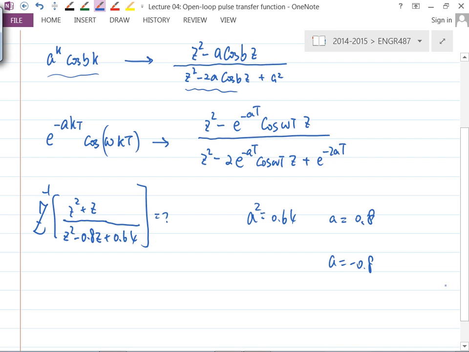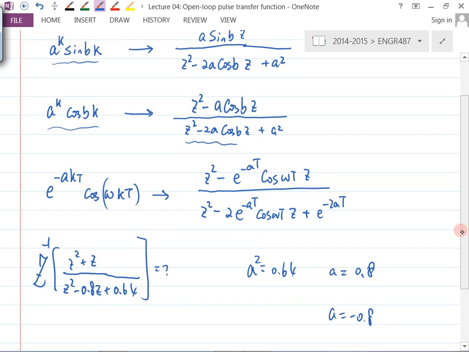But before we see why the answer is yes, if you look at your table, there is another Z transform, corresponding between this one and this. See the difference here: this is a to the power k, and this one here is e to the power negative a k capital T.